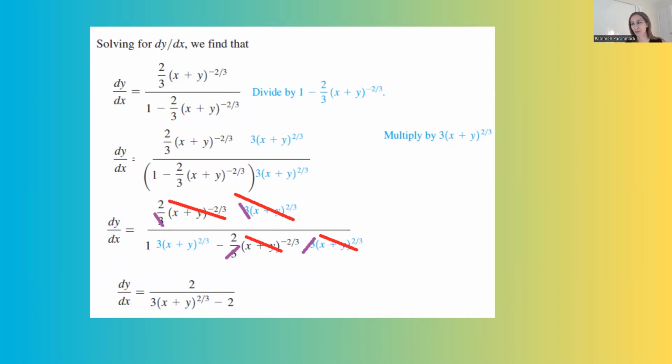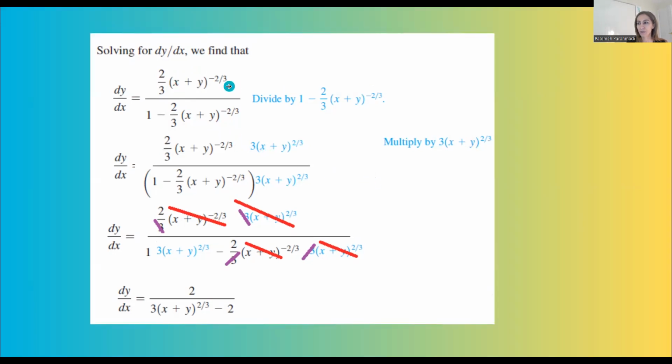Now we're going to do a little bit of algebra. In our algebra, we're going to multiply both the numerator and the denominator by 3 times (x plus y) to the 2/3. Why is that? Because (x plus y) to the power 2/3 and (x plus y) to the power negative 2/3, if you combine these together, negative exponent, positive exponent, they are opposites of each other, so you get 0. Any non-zero number raised to the power 0 is equal to 1. Or basically, you can cancel out (x plus y) to the power 2/3 and (x plus y) to the power negative 2/3. And the 3 on the numerator with the 3 on the denominator get canceled out as well.